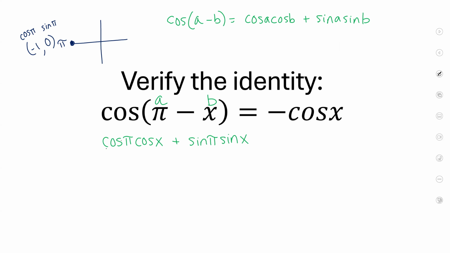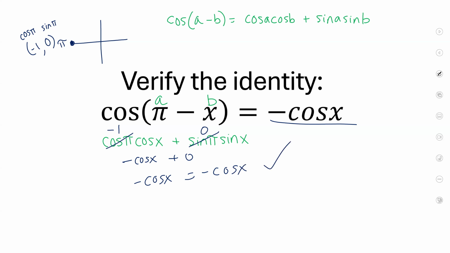So that means this is -1. This is 0. -1 times cosine is just negative cosine. 0 times sine is just 0. So you're just left with negative cosine x. And that's what we have over here. So that is verified. You need to show every step. I need to be able to follow your work. So if you want credit for your answer, you need to show every step. I need to be able to follow it.